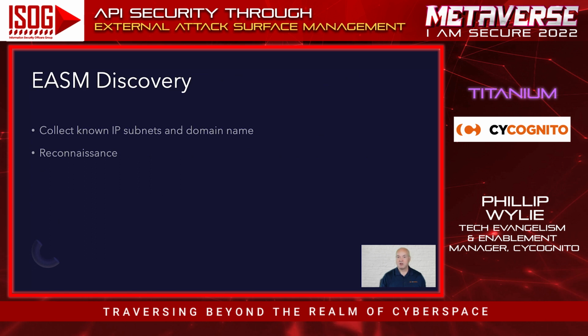So, external attack surface management discovery. We want to get our known items. We want to get all the IPs, subnets and domain names that we know of and do reconnaissance against those items.